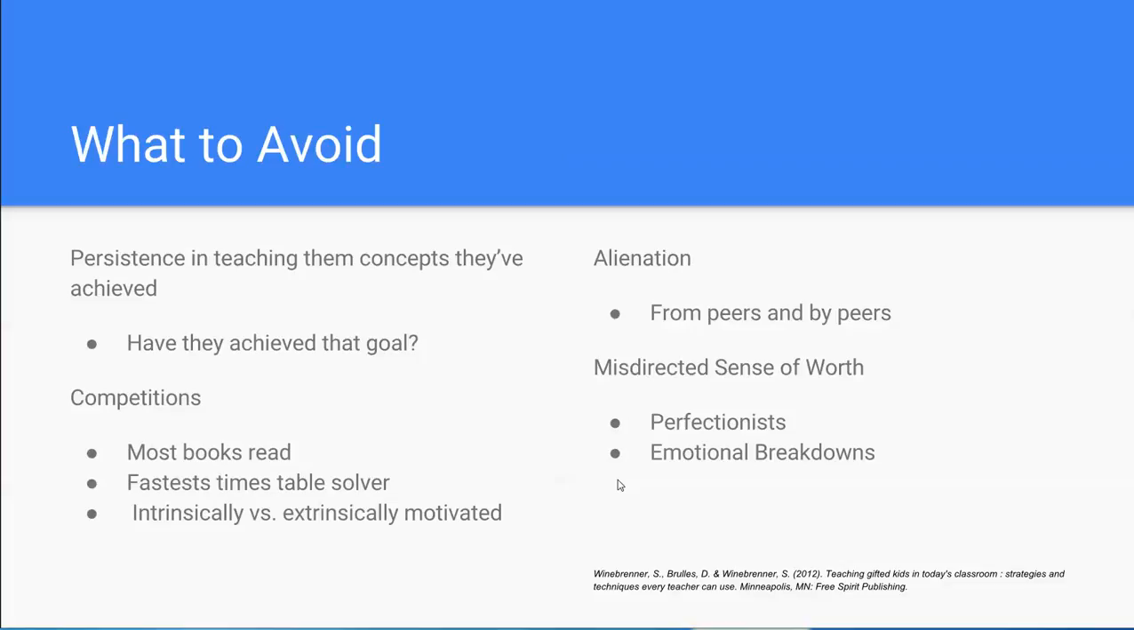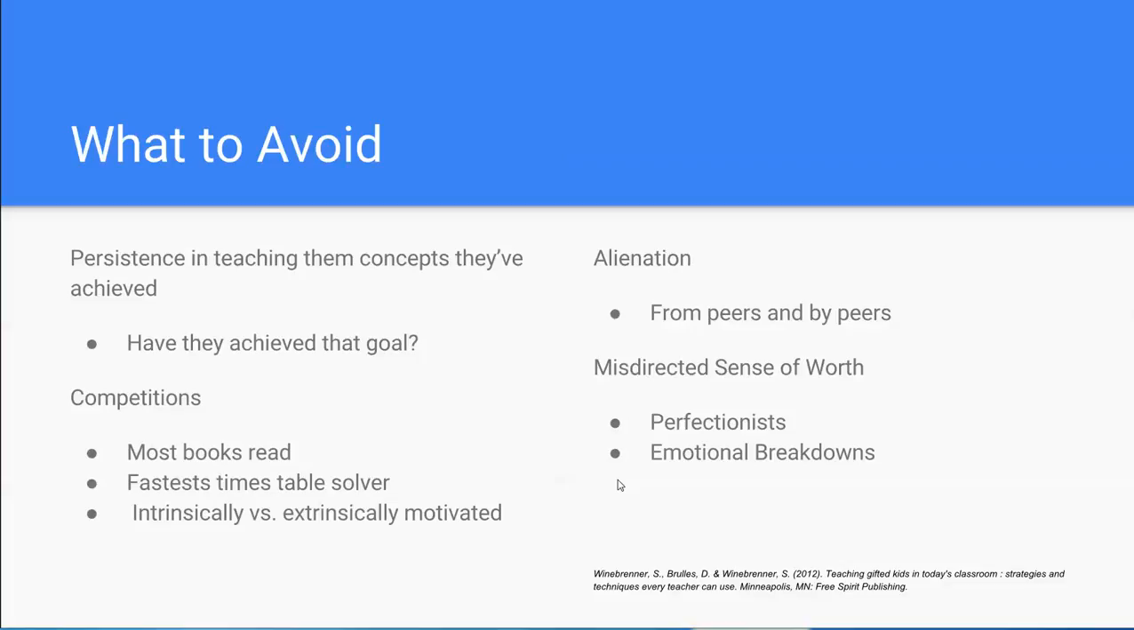It's also good to avoid competitions such as most books read or fastest times table solver. This is because a lot of gifted students are very intrinsically motivated. That means that they're motivated on their own. If we provide a resource that is given to them because of their gift, then that makes them extrinsically motivated, which means that they're going to want something out of their giftedness.